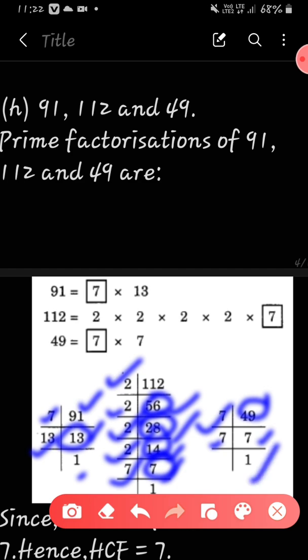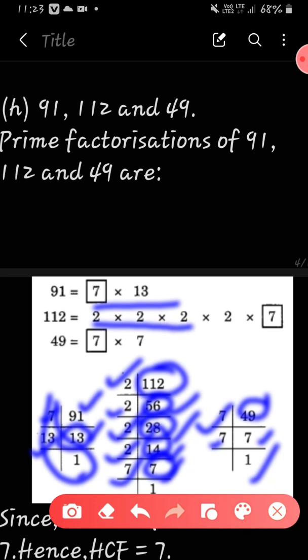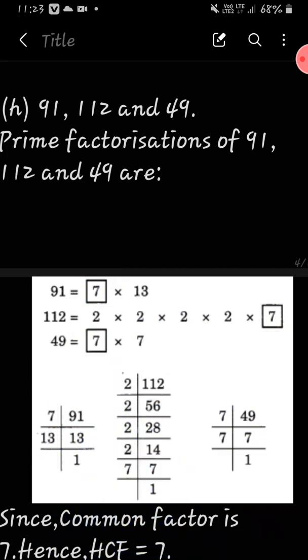So the factors of 91 are what? 7 into 13 into 1, or 7 into 13 only we can write. Then 112, what are the factors? 2 into 2 into 2 into 2 into 7. And what are the factors of 49? 7 into 7. So here we can see only this 7 is common in all three numbers' factors. Since only 7 is a common factor, therefore the HCF of 91, 112 and 49 is only 7.